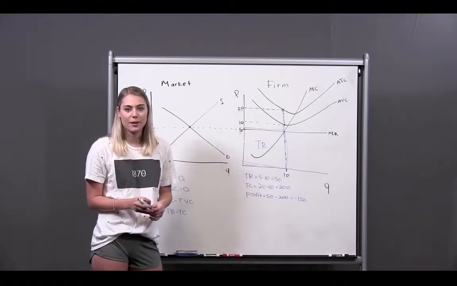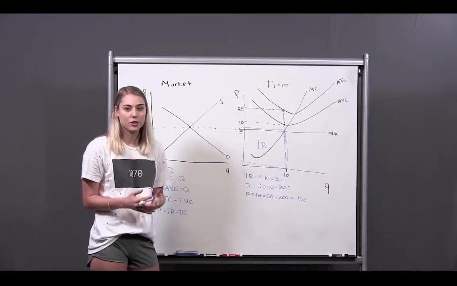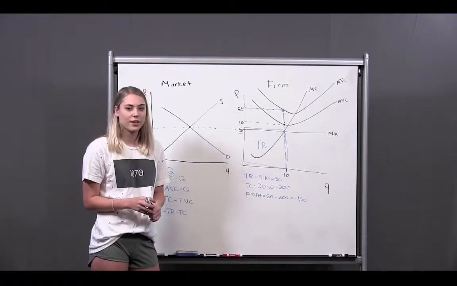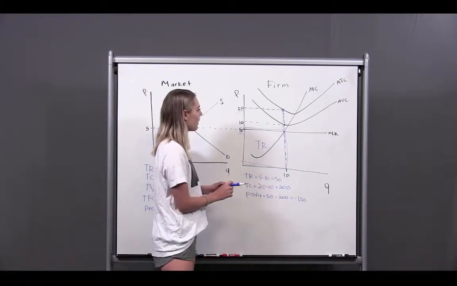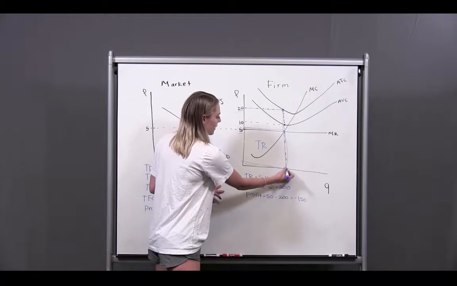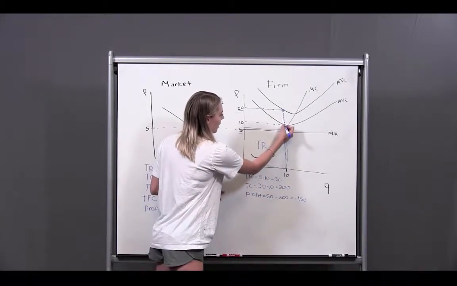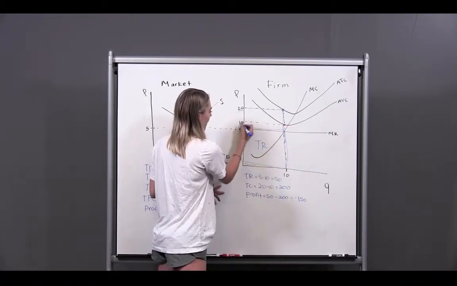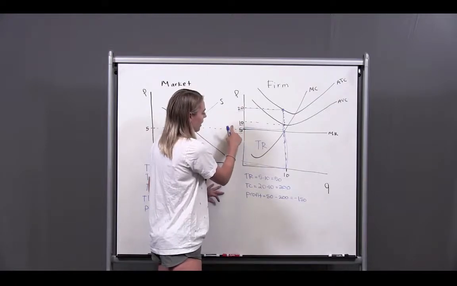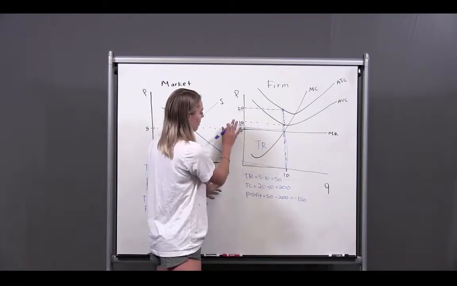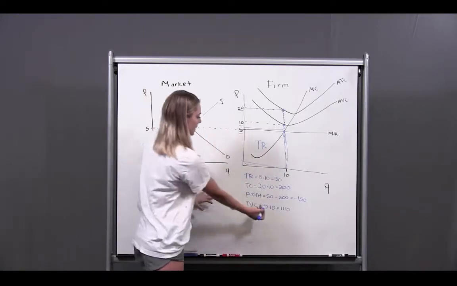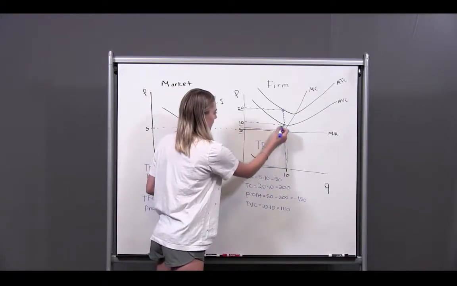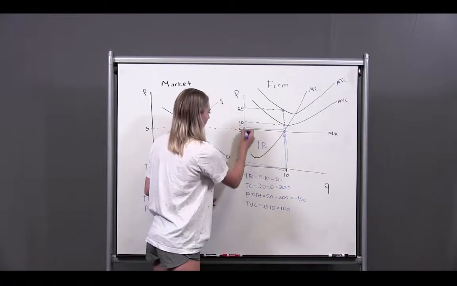So now we want to determine whether the firm would stay in the market in the short run. So to do that, we need to look at their total variable cost, and we find total variable cost in the same way that we found total cost. So we need to look at our average variable cost of producing 10 units of output, and that is $10. So to find total variable cost, we multiply this 10 times this 10, and we find that the total variable cost is $100, which is shown by this area right here.